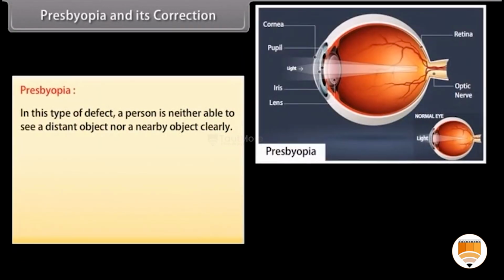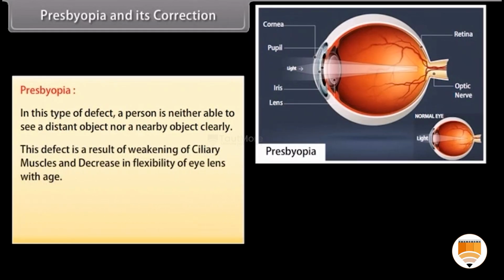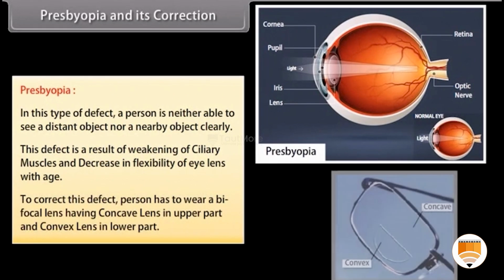Presbyopia and its correction. In this type of defect, a person is neither able to see a distant object nor a nearby object clearly. This defect is a result of weakening of ciliary muscles and decrease in flexibility of the eye lens with age. A person has to wear a bifocal lens having a concave lens in the upper part and a convex lens in the lower part.